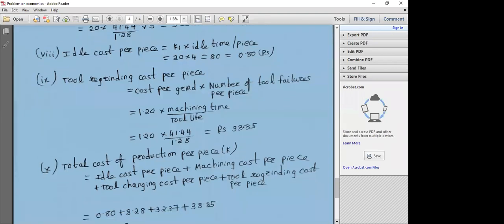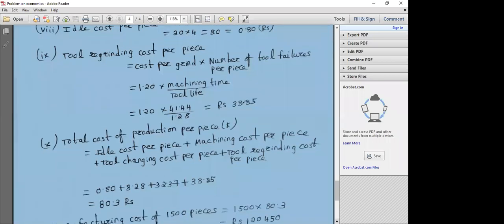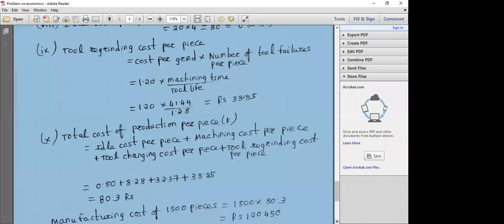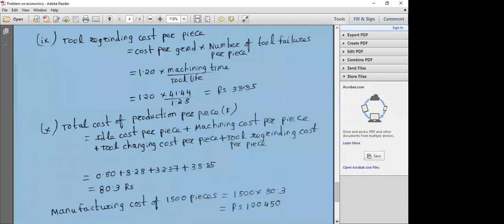Okay, we'll finish here. So that K value you have calculated. That is the total production cost per piece. And how many pieces has he asked? The total production cost for 1500 pieces is 1500 into 80.3. So that is the thing.